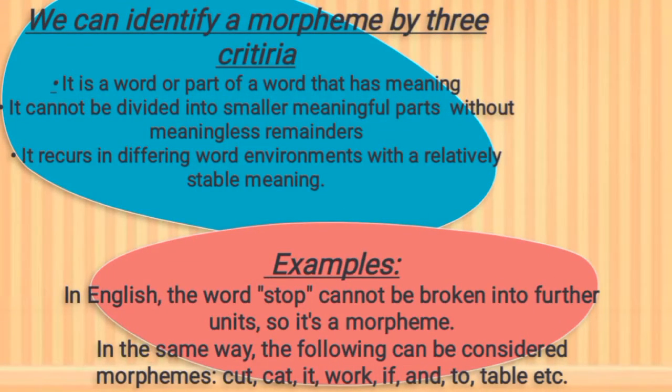Here we can identify a morpheme by three categories. 1. It is a word or part of a word that has meaning. 2. It cannot be divided into smaller meaningful parts without meaningless remainders. 3. It occurs in different word environments with a relatively stable meaning. Examples in English: the word stop cannot be broken into further units, so it is a morpheme. In the same way, the following can be considered morphemes: cat, it, work, if, and, to, table, etc.